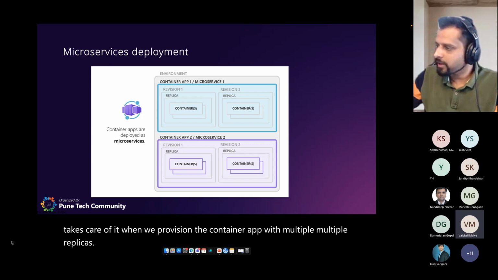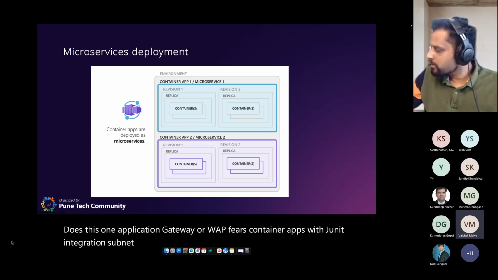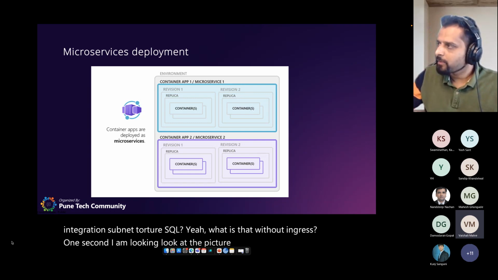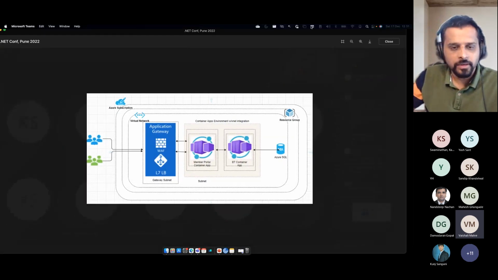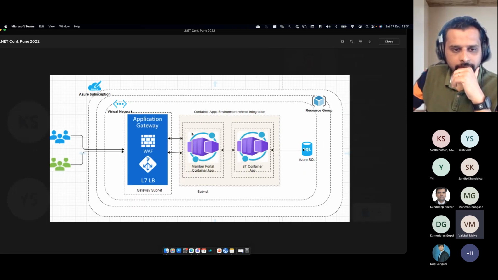Okay, can I have this kind of architecture? What is this one? Application gateway or WAF? Yes, container apps with internet integration, subnet to Azure SQL. Okay, what is it? Without ingress. One second, I'm taking a look at the picture here. Or maybe I can also pull this up so that everyone can see it, right? So what you want to do is you don't want to have an ingress for your container app, is it?